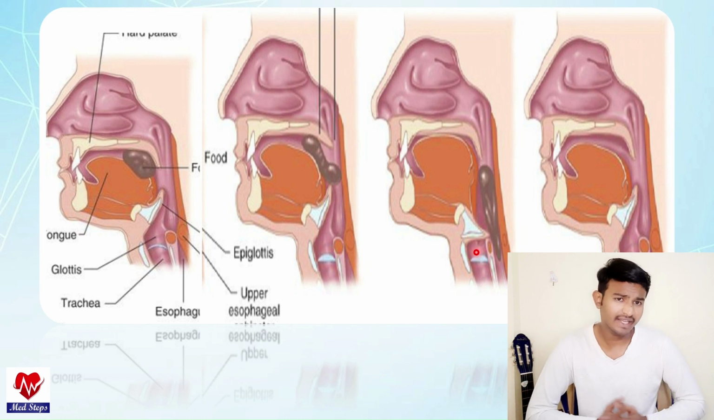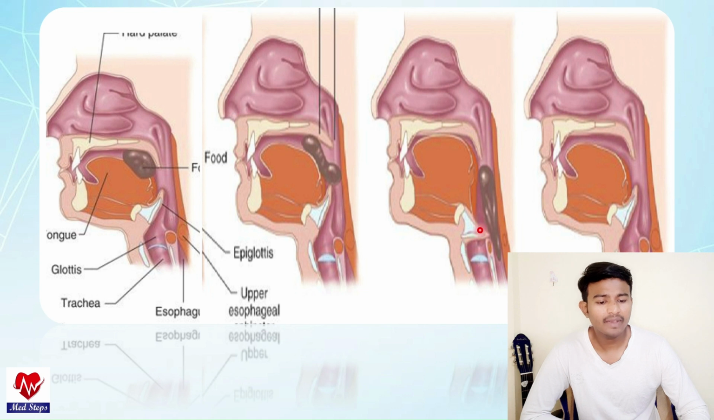If water or food materials enter the trachea, we will get the pathological condition aspiration. Aspiration means some material has accumulated in the trachea. So this epiglottis will cover the trachea area. Then what will happen?